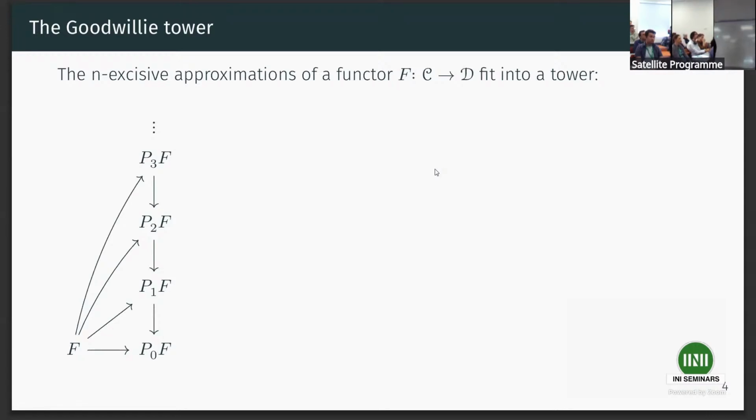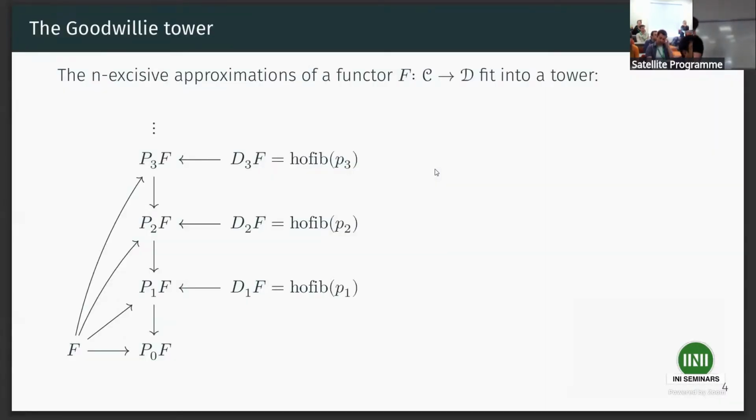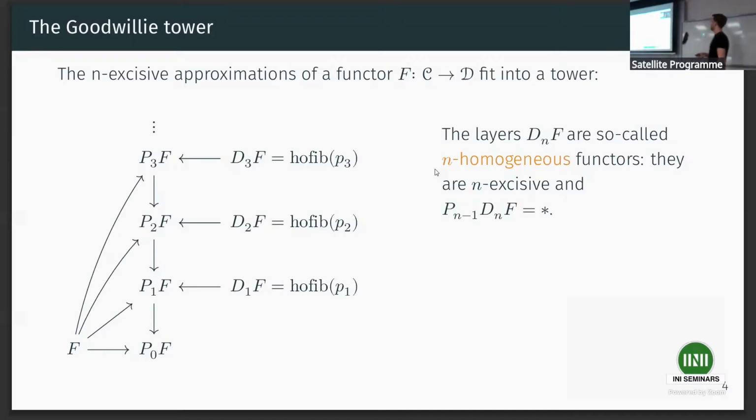So we saw today that in Goodwillie calculus there's this tower, the Taylor approximation to a functor F. If we have a tower like this, we can always look at the fibers, and those are usually called the layers. These layers are so-called n-homogeneous functors, as we saw today. So they are n-excisive, and they have the property that if you take the (n-1)st excisive approximation, you get a point.